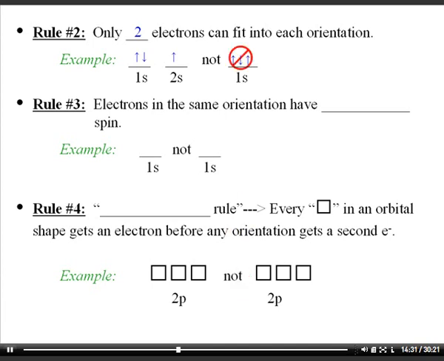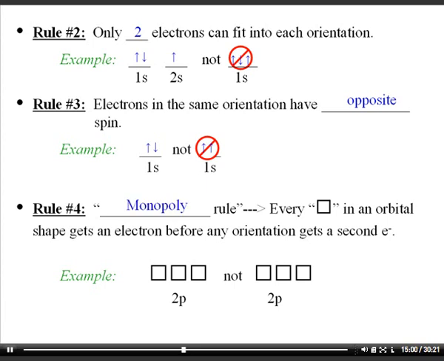That is illegal. The third rule says that if you do have 2 electrons in the same orientation, they have to be spinning the opposite direction. So if you have 2 electrons, one can be spinning up and one can be spinning down, not both up, not both down. That is illegal. You cannot have a clockwise spinning electron and another clockwise spinning electron in the same shape. They would be repelling each other. So somebody's got to go clockwise, somebody's got to go counterclockwise. That's a way of thinking of spin.